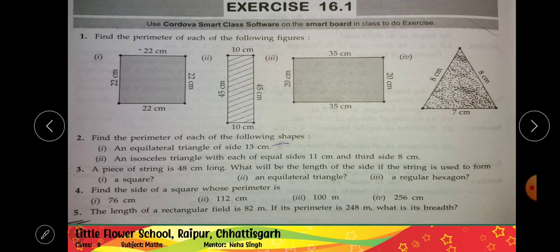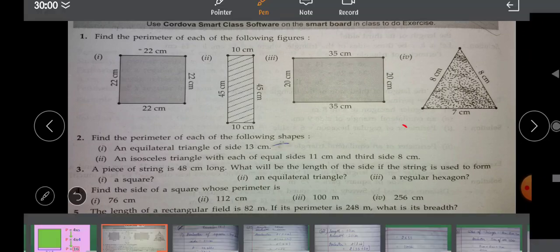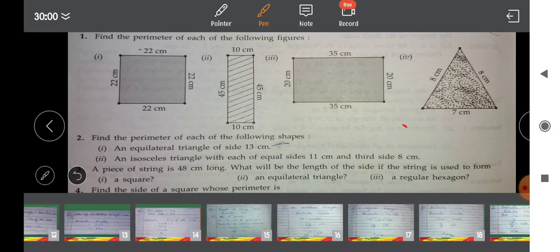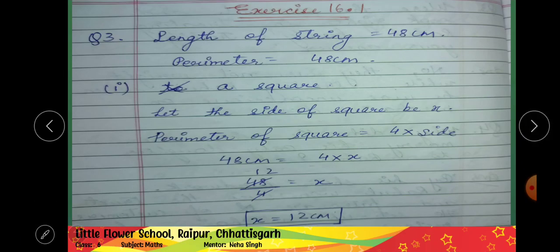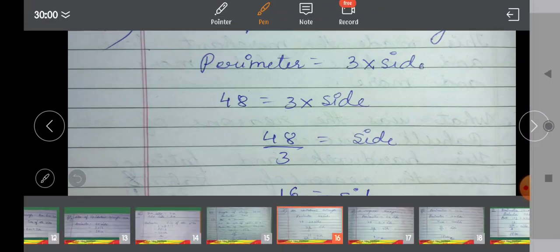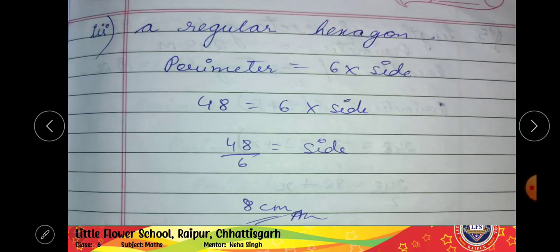Now a third question, a piece of string is 48 centimeter long. What will be the length of the side if the string is used to form a square? Now there's a piece of string, we can assume that it is a thread. You have to make the shape of a square from that thread, so the length of the thread will be the perimeter of the square, right? So to find the square, what does this question indicate? That the length of the wire that is given is its perimeter, right?